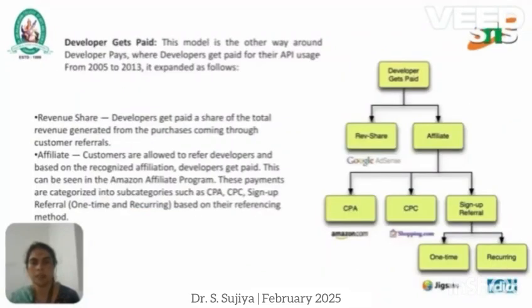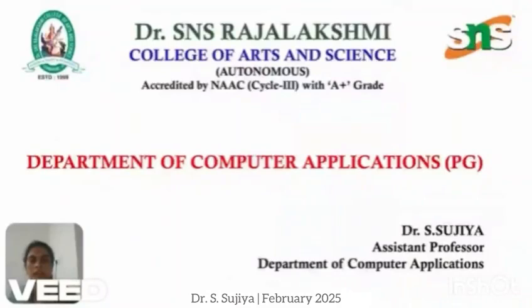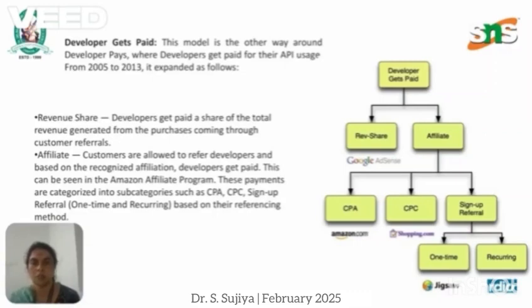Next is developer get paid. This model is the other way around from developers pay, where developers get paid for their API usage from 2005 to 2013, and it has been explained in the previous one. It is also going to be explained in the upcoming sections, where revenue share and affiliate are the most common ones.